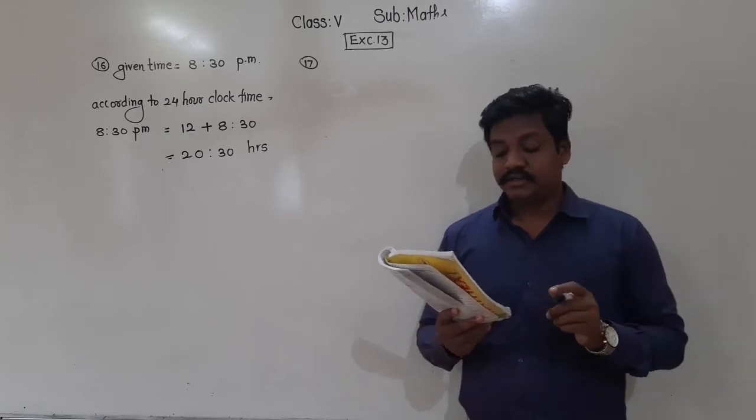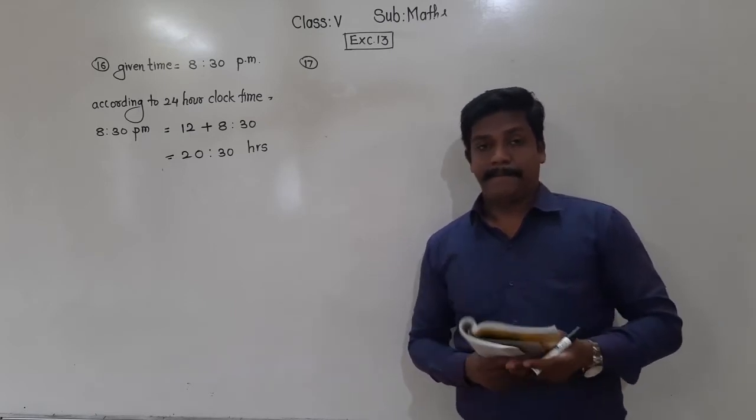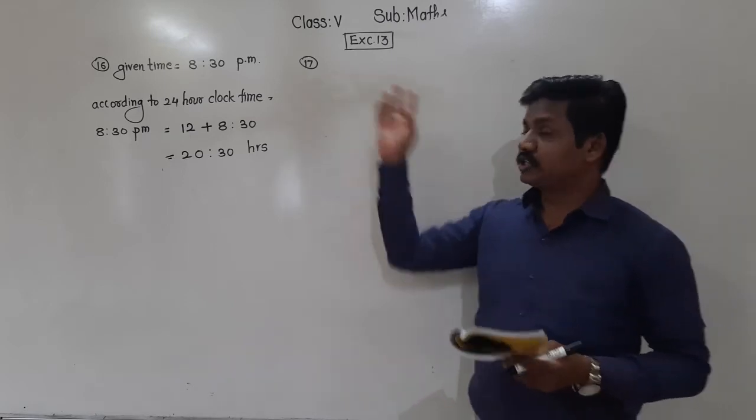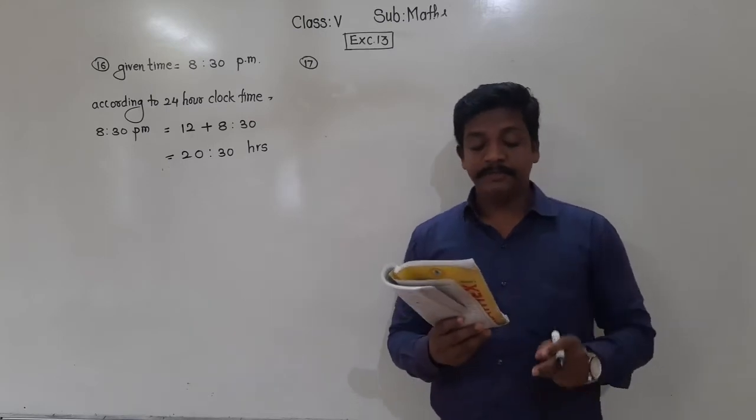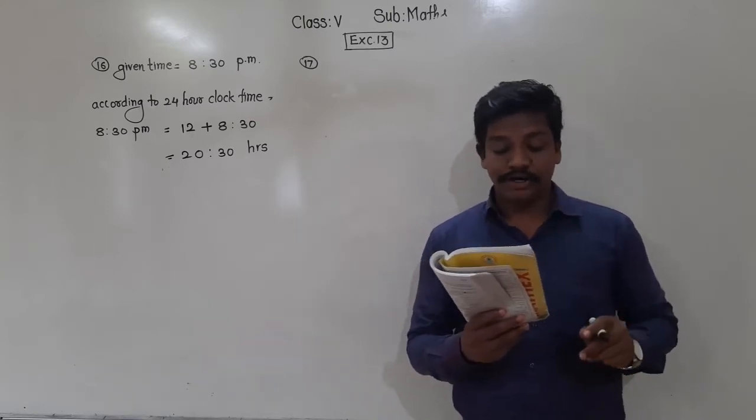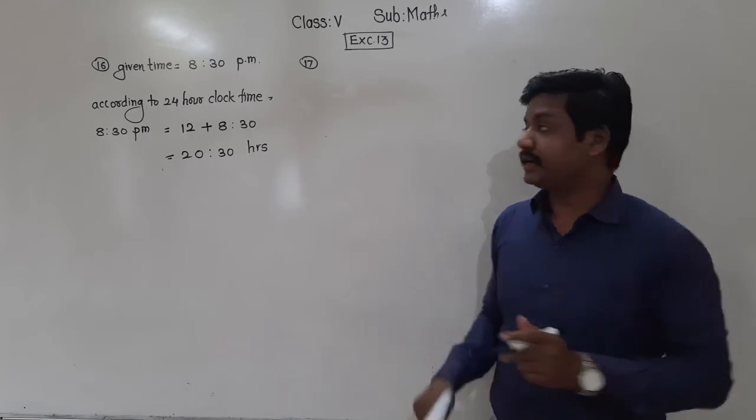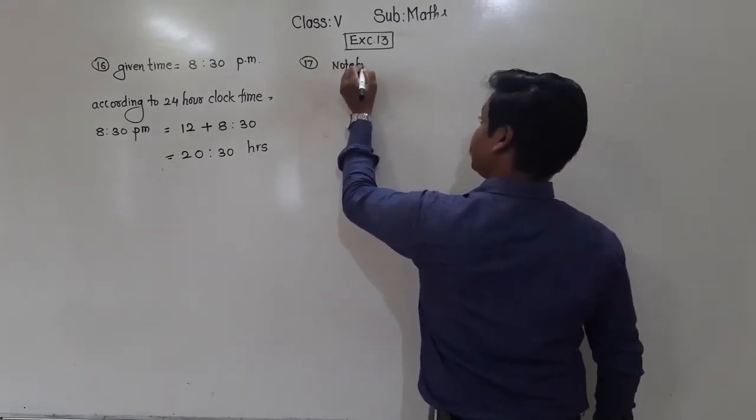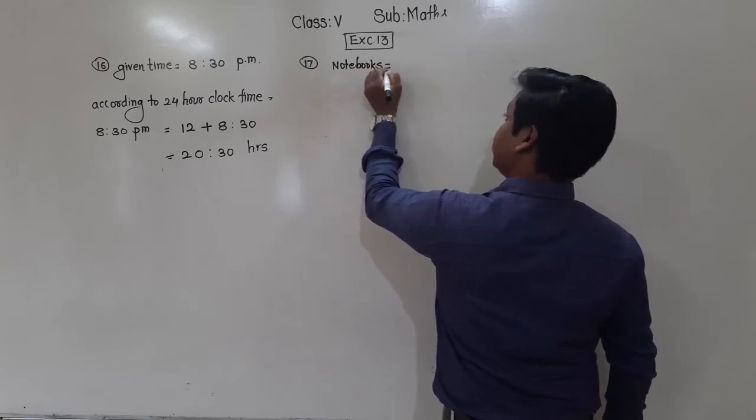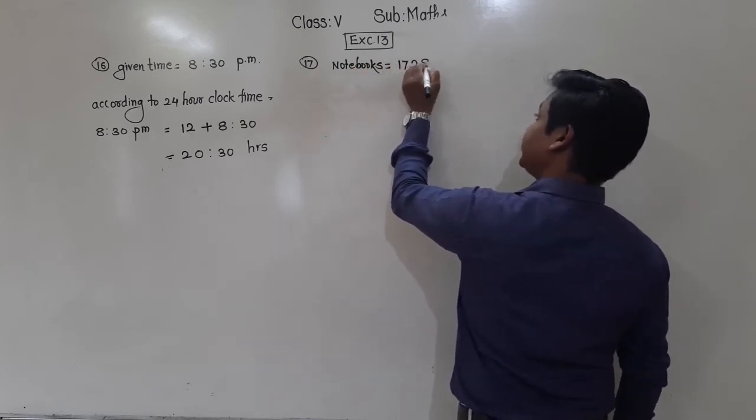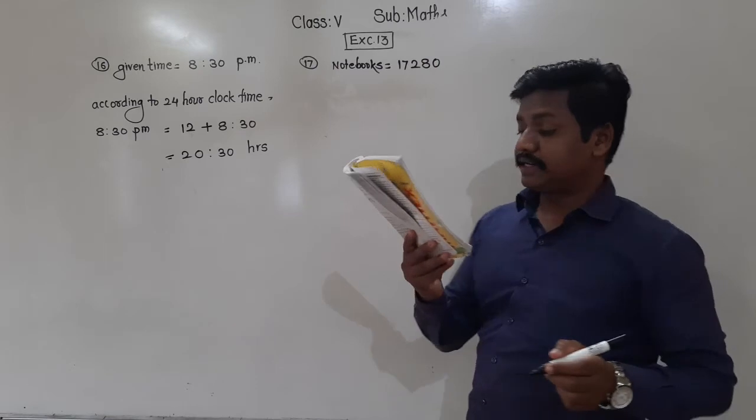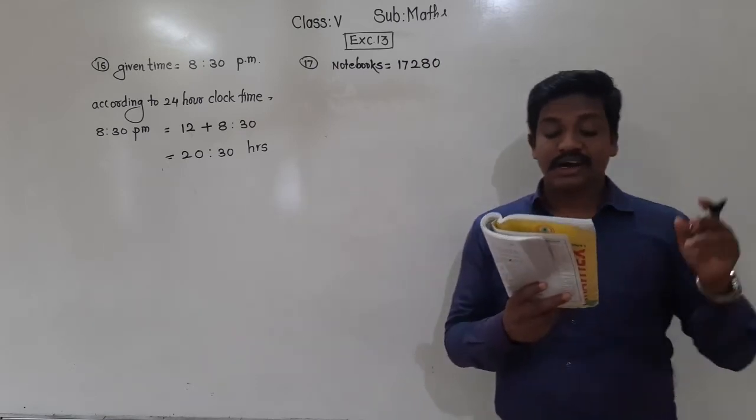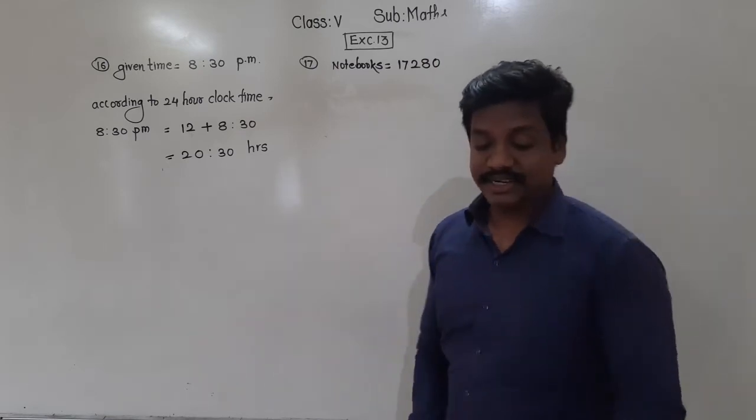So see here. Now question number 17. Pay attention carefully. A stationery dealer ordered 17,280 notebooks. How many notebooks are there? 17,280 notebooks. Convert the number into gross and dozen.